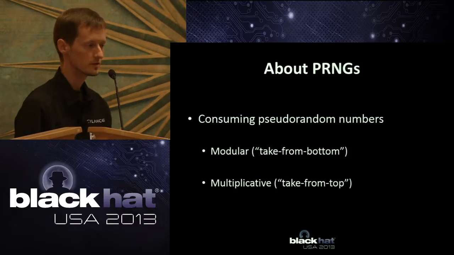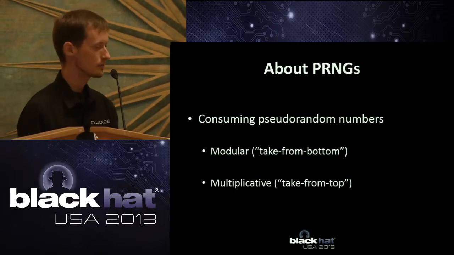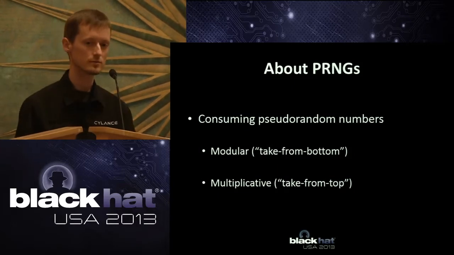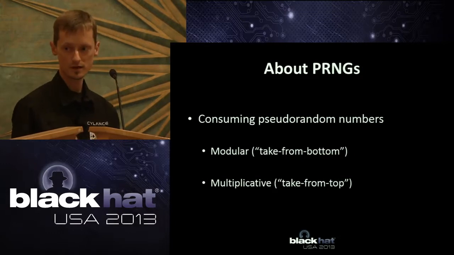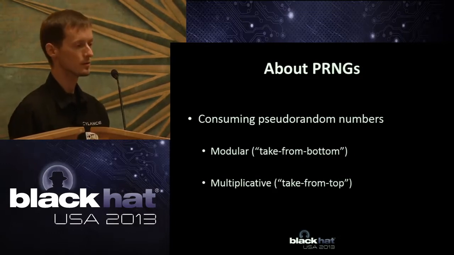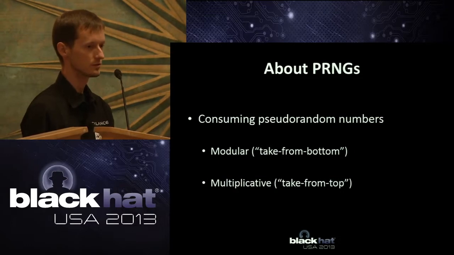The other mode would be this multiplicative mode. And usually what happens here is that the number that comes out is normalized. It becomes a float from 0 inclusive to 1 exclusive. And then that number is going to be multiplied by whatever the application wants to expand that into the desired range.